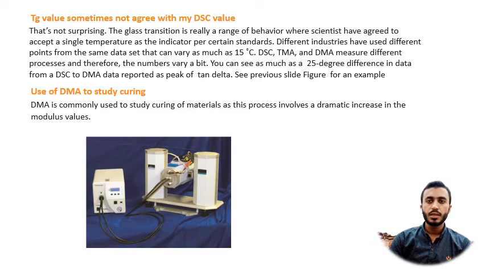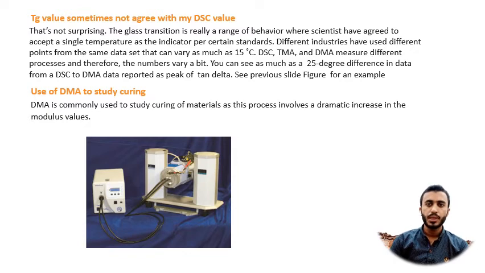Tg values sometimes do not agree with DSC values. That's actually not surprising. The glass transition is really a range of behavior where scientists have agreed to accept a single temperature as an indicator per certain standards. Different industries have used different points from the same data that can vary by as much as 15 degrees centigrade. DSC, TMA and DMA measure different processes and therefore the numbers vary a bit. You can see as much as 50 degrees difference in Tg value from DSC to DMA when reporting the peak of tan delta, as in the example figure.